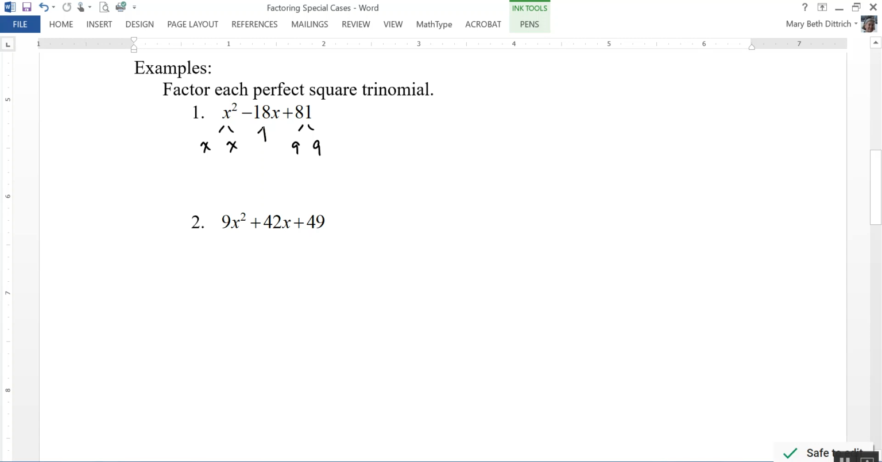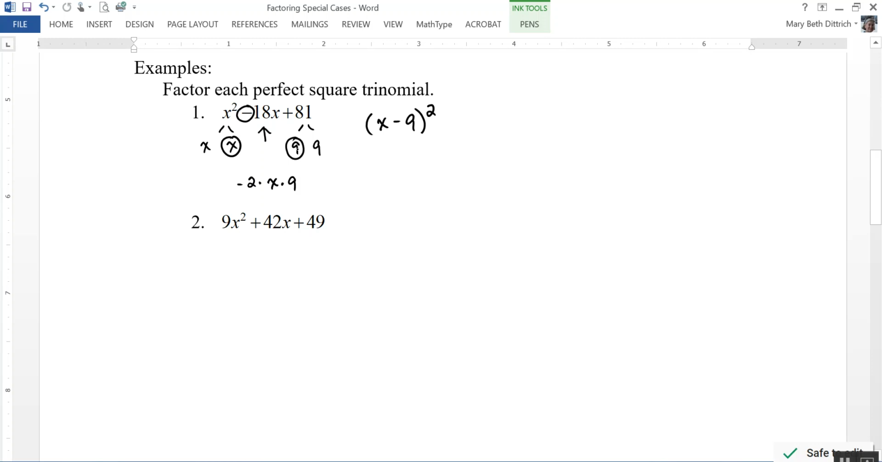Now I'm wondering, is my middle term a 2 times one of these times one of these? And indeed it is, and it's actually a negative 2. Negative 18x is one of these factors times the other times a negative 2. So this is going to factor into x minus 9 squared, where a is x, my b was 9, and my middle term is that negative 2 times a times b.